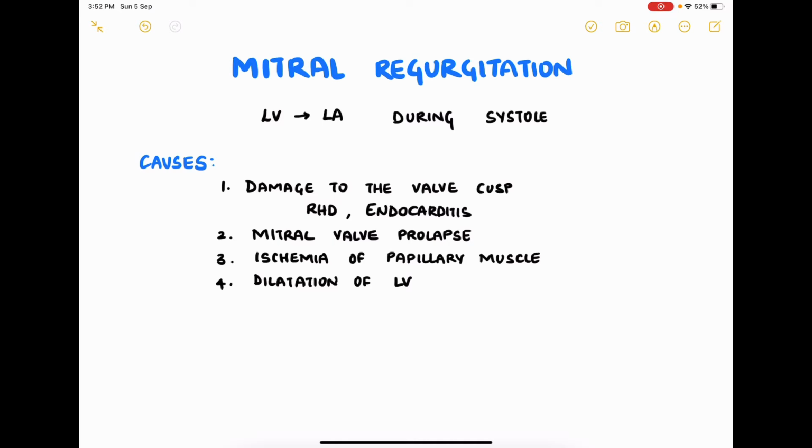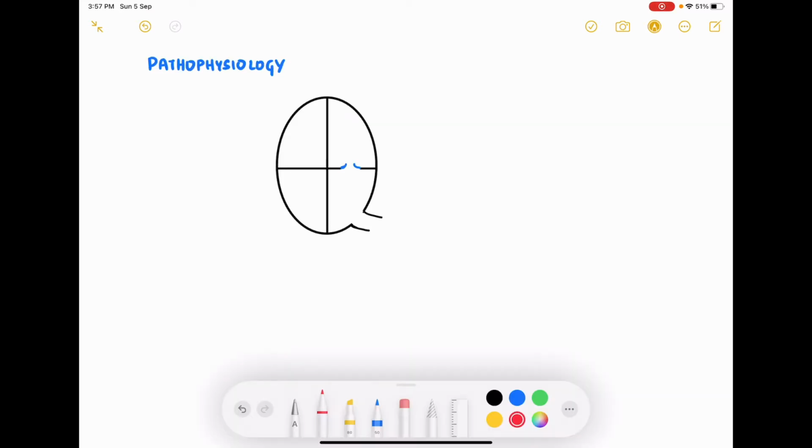The fourth reason mentioned here is dilatation of the left ventricle, as in cardiomyopathy. This will lead to dilatation of the mitral valve ring. Though the valve cusps are normal in this condition, the valve ring has become bigger, which means that the cusps are relatively smaller. So these cusps cannot approximate properly and prevent the regurgitation, and thus there is mitral regurgitation in this. Now let us understand what is happening in mitral regurgitation.